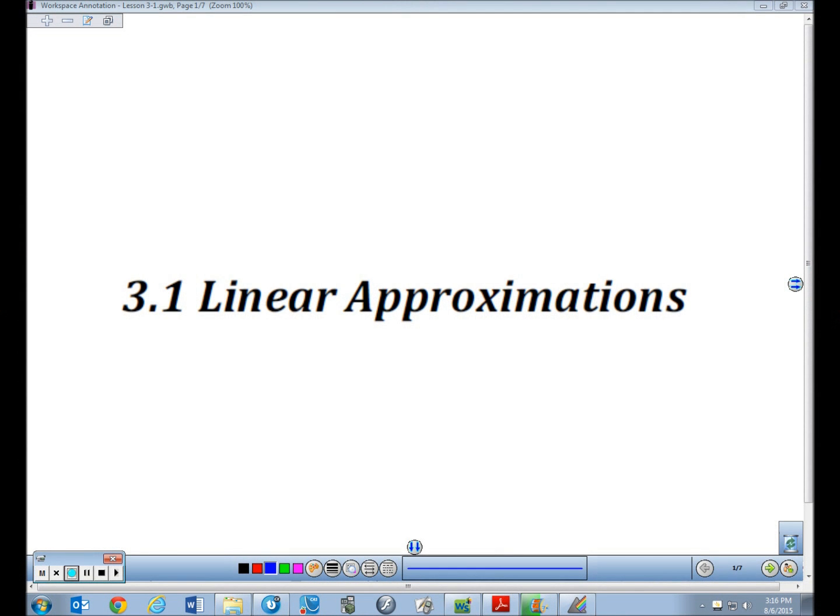In Chapter 3, we're going to be discussing the applications of differentiation, and in 3.1, we're going to talk about our first application, which is linear approximation. We are literally going to use lines to approximate, and specifically, we're going to be using tangent lines to do those approximations. So throughout Chapter 2, we were getting questions like, come up with the tangent line equation. Well, now we're going to use the tangent line equation.